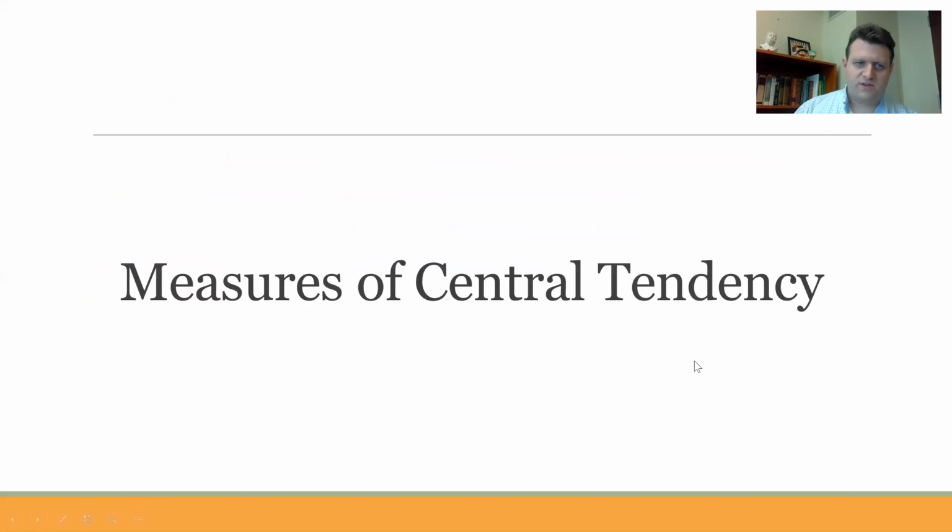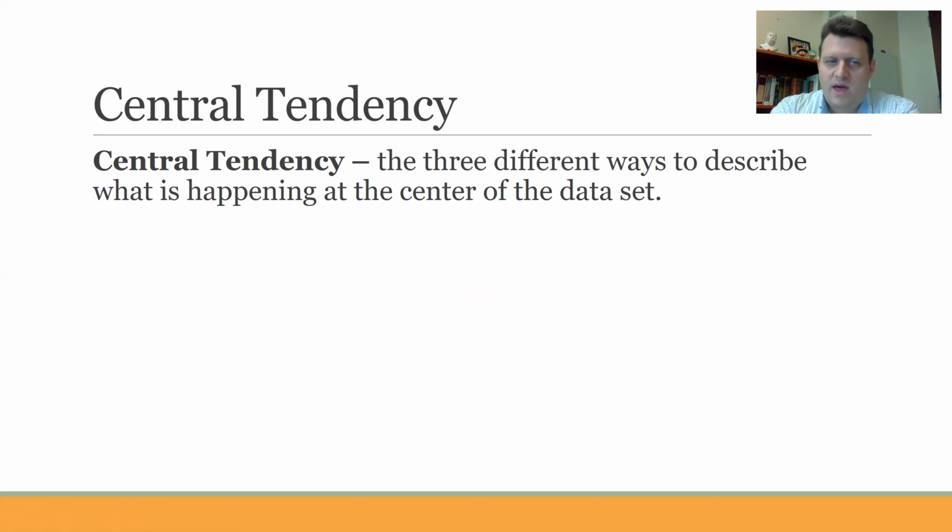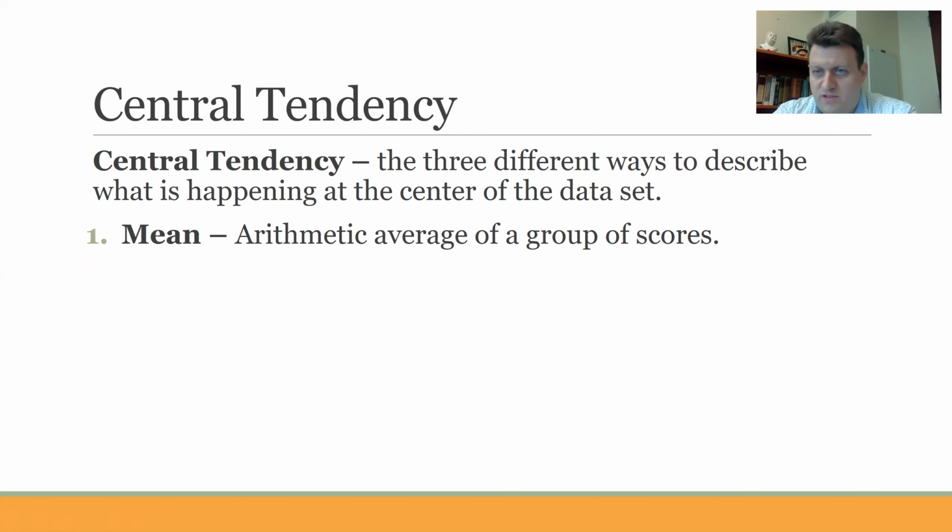Okay, first in this video, we're going to talk about measures of central tendency. All right, central tendency, we're trying to find one number that describes the exact middle of our data set. Okay, the exact middle of our data set, what's happening in the middle. And there's 3 ways of doing this. There is the mean, and the mean we all know, and we all love the mean. This is the arithmetic average.